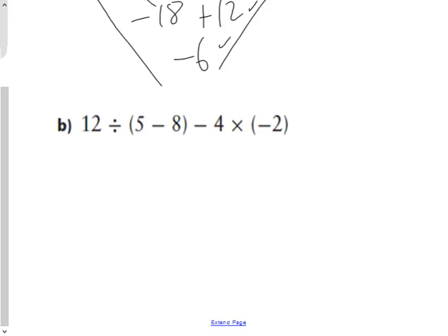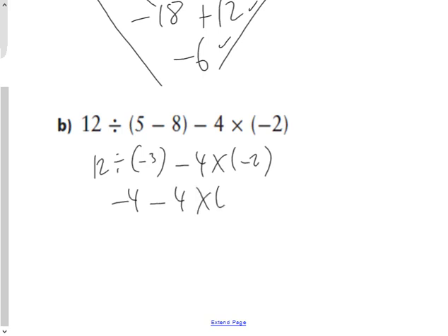In the second example, I'm going to do brackets first again. So 12 divided by 5 take away 8 is not 3, a common mistake, but if you take away more than you have, you end up with a negative value. So my first simplification is brackets. My next is going to be division and multiplication. Now some of you might want to do division and multiplication together. Some of you just like to take it one step at a time. No problem if you do it this way.